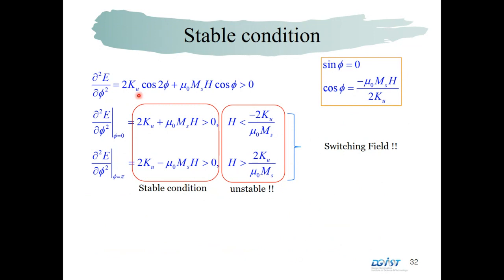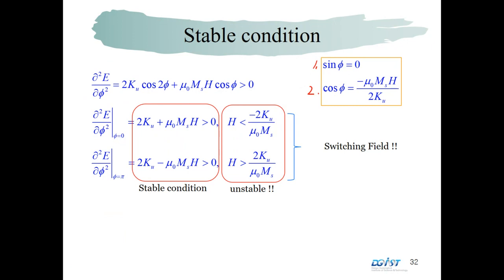And we also consider the stable condition, not only the equilibrium condition, so the second derivative must be positive. When we take the second derivative, we obtain this relation, and we have to think about these two solutions. This is the first case and this is the second case. So let's think about the first case.